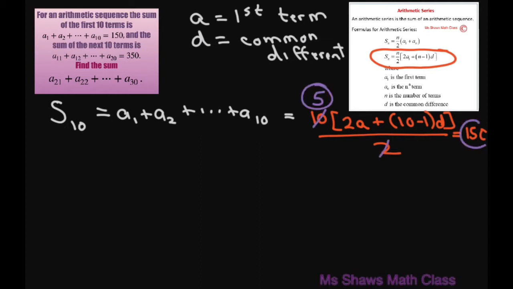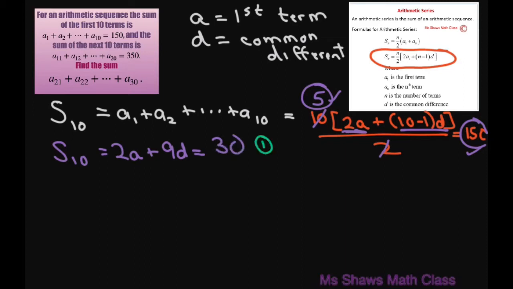Now basically what I'm going to do next is 2 goes into 10 5 times. And if I divide 150 by 5, I'm going to get 30. So basically we're going to have 2a, and that's 9d. So this equals 2a plus 9d, and then divide both of these by 5, and you're going to get 30. We're going to call this equation 1.